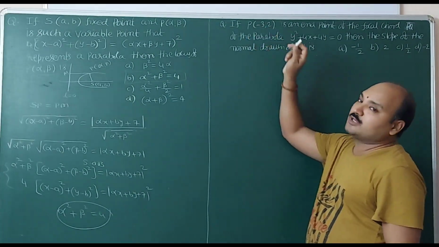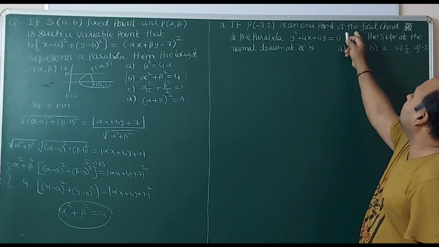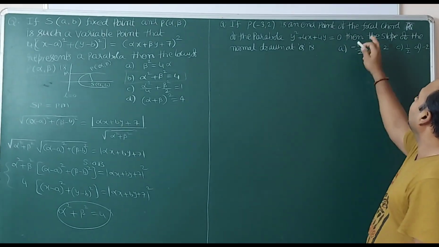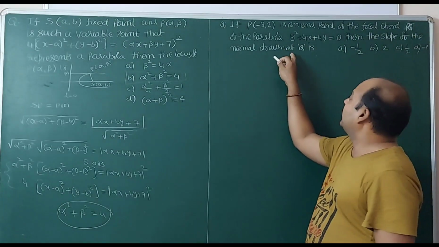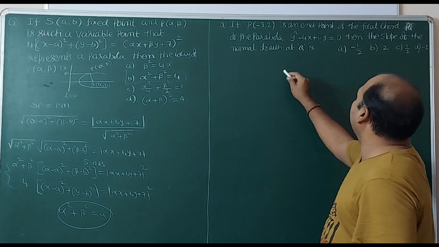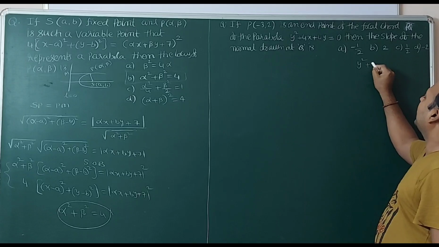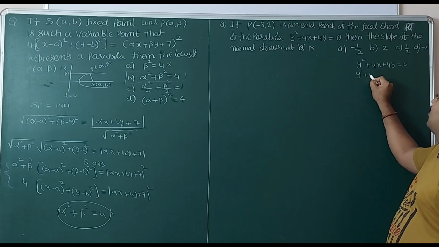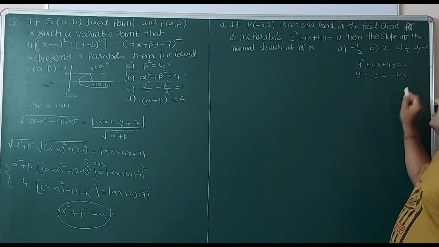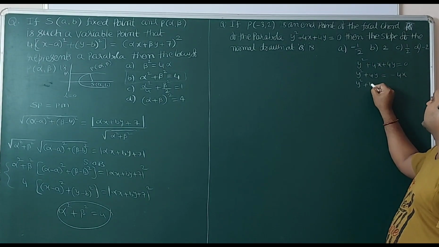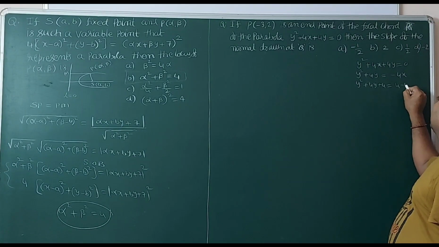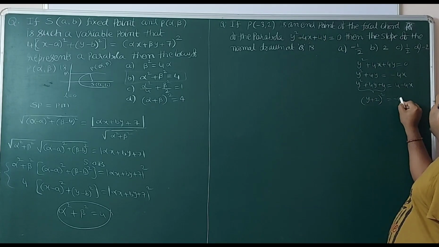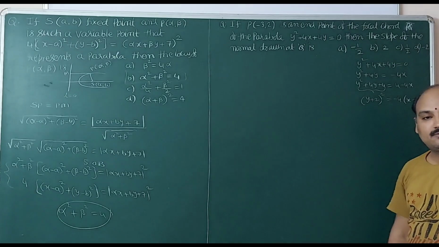P of minus 3 comma 2 is an end point of the focal chord PQ of the parabola y square plus 4x plus 4y equal to 0. Then find the slope of the normal drawn at Q. So we draw the parabola first: y square plus 4x plus 4y equal to 0. So y square plus 4y is equal to minus 4x. If you add 4 on both sides, it becomes a perfect square: (y plus 2) whole square. Taking minus 4 common, x minus 1 will come.